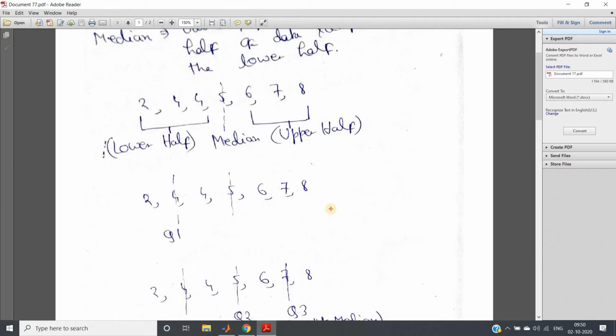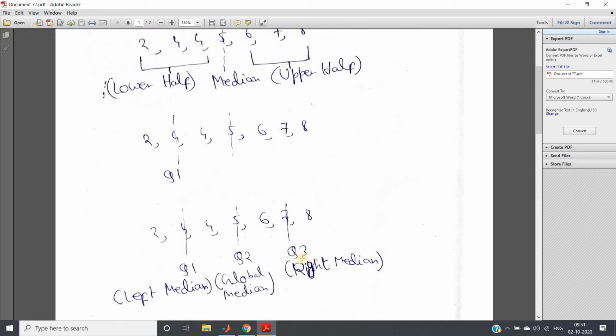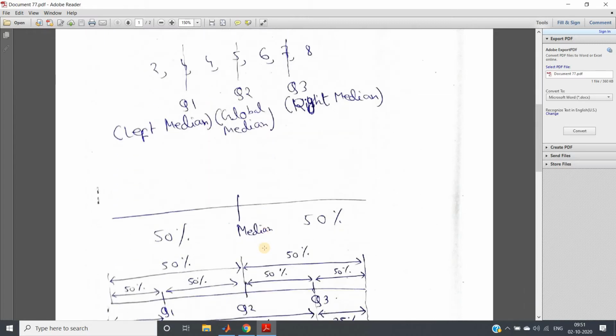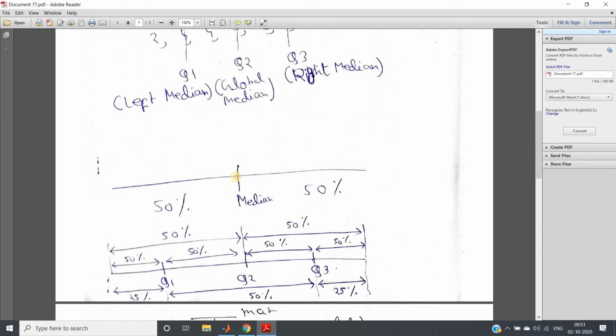Similarly, in the upper half, 6, 7, 8, the value 7 divides the upper half into 50-50. This is called Q3. You can think of it as the right median, Q1 as the left median, and Q2 as the global median. Although these are not properly statistical terms, you can interpret it like this. So this is quartile 1, quartile 2 and quartile 3. The difference between Q3 and Q1 is called the interquartile range. This is the simple concept. The median is the point which divides our data set into 50-50.